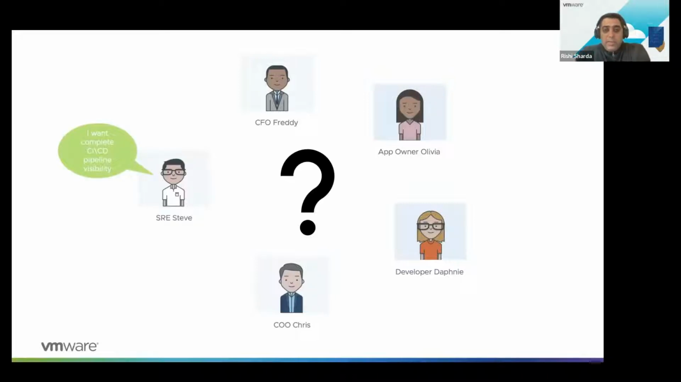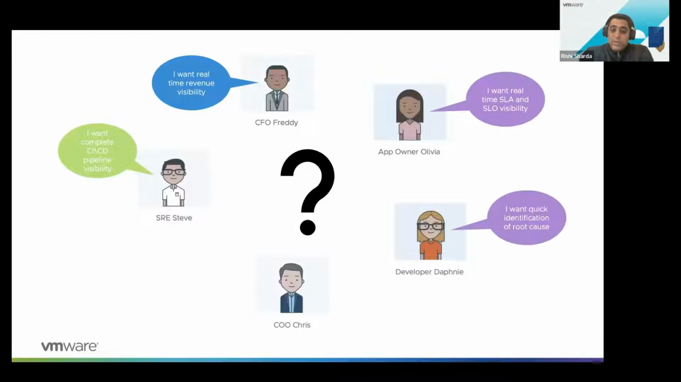So the SRE team put forward a demand that they wanted CI/CD pipeline visibility. The CFO said they wanted real-time revenue visibility. The app team wanted SLO and SLA visibility. The development team wanted quick identification of root cause so that they don't have to spend time identifying issues and can spend more time fixing them quickly and getting the services up and running.